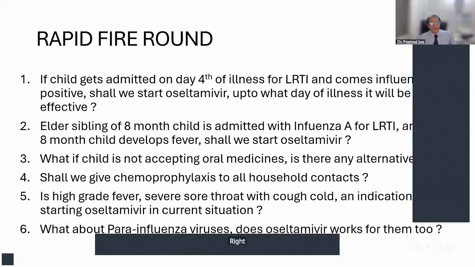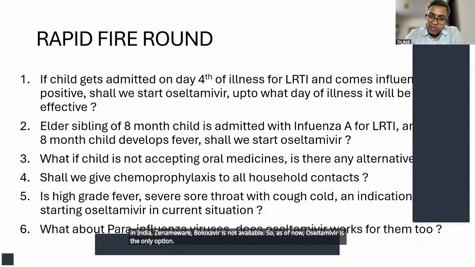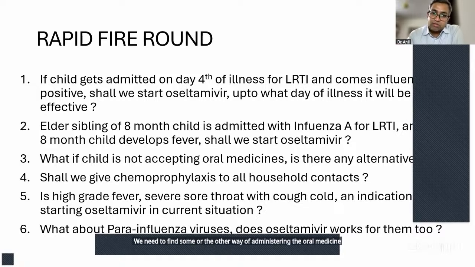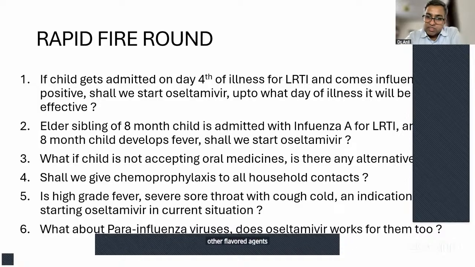Right. Dr. Anil, in case the child is not accepting the oral medicines, is there any alternative for this molecule? Currently, the other molecules like baloxavir are not available in India. Zanamivir, baloxavir is not available. So as of now, oseltamivir is the only option. We need to find some way of administering the oral medicine, made in smaller aliquots, or giving it with other flavored agents or flavored syrups, or with honey. These kinds of techniques can be tried.